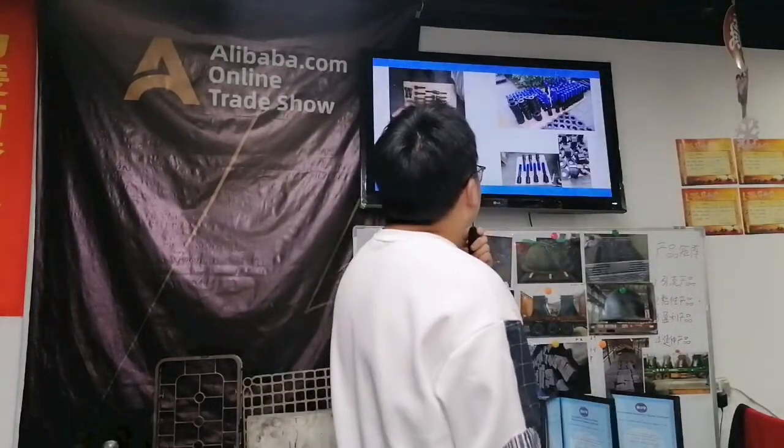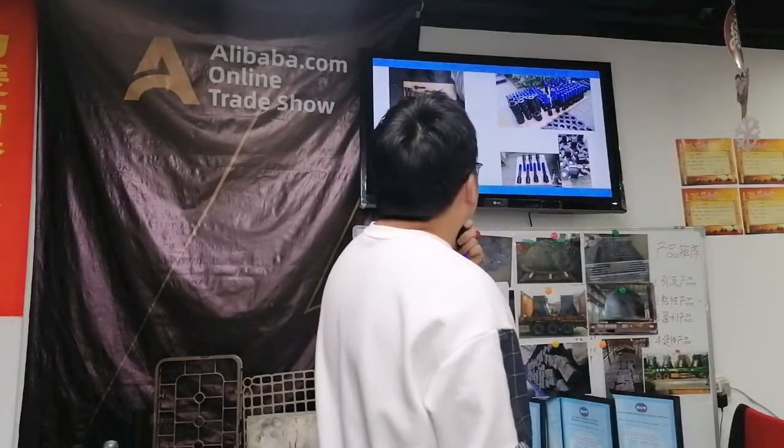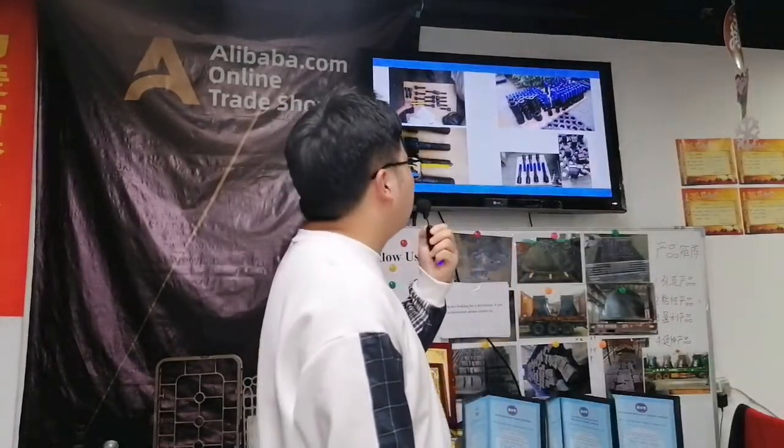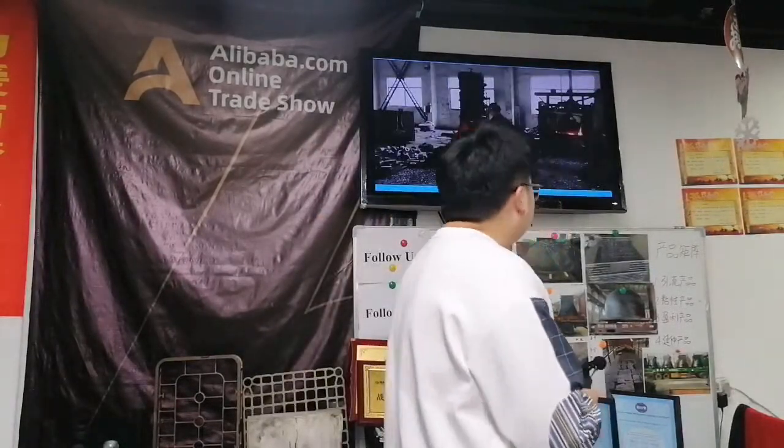Okay, this picture shows us the bolts. You can see they have different lengths and diameter. So if you are interested in the bolts, you can email us. We'd like to answer your question. Okay, next I'm going to play a video.